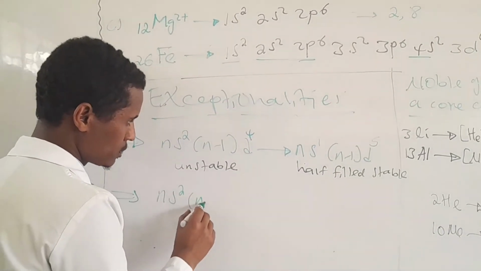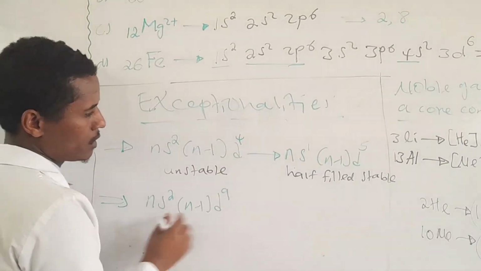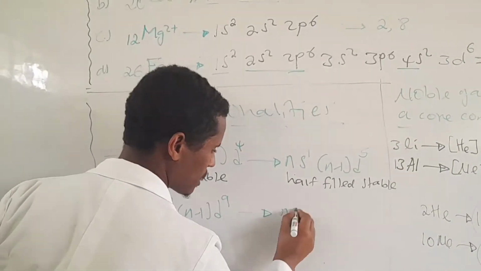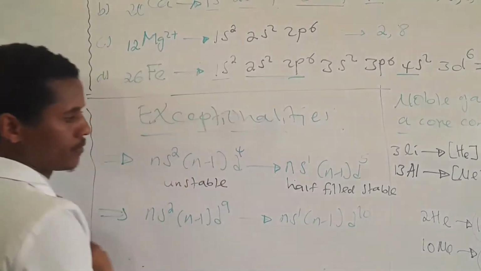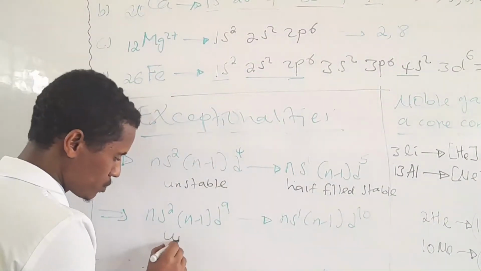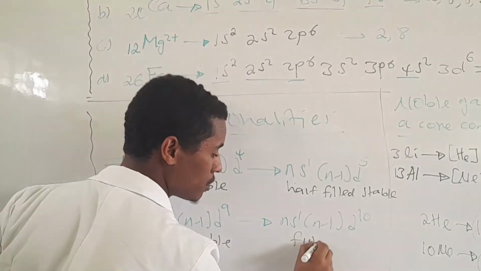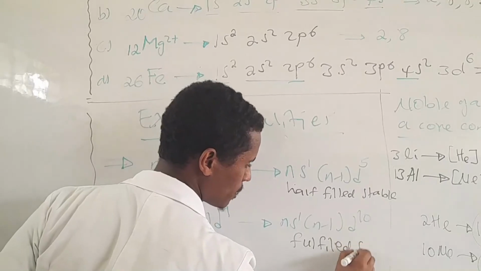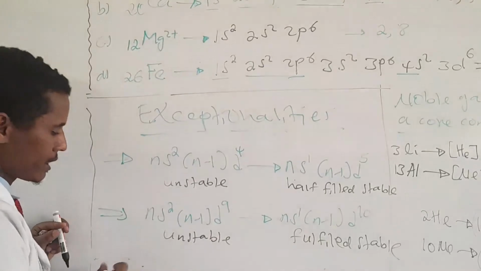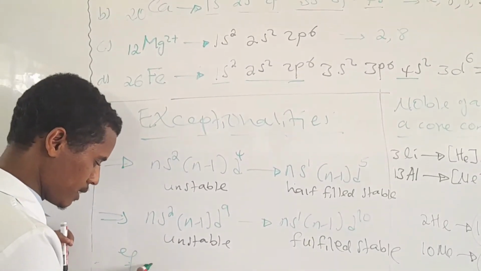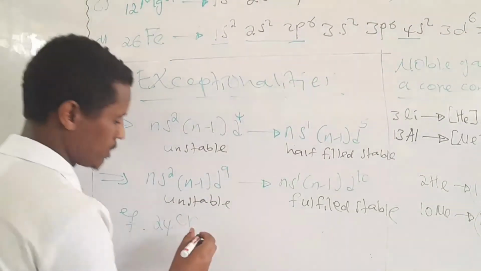The second exception, ns2 (n-1)d9. When this arrangement is faced, you can convert it to ns1 (n-1)d10. This is what we call unstable also. And this is what we call fully filled stable, or more highly stable than half-filled. Let's take an example.